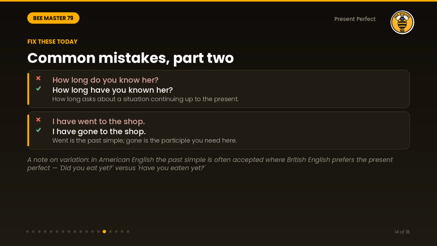One fair note on variation. In American English, the past simple is often perfectly acceptable where British English would prefer the present perfect. Did you eat yet and have you eaten yet are both heard. If you are preparing for an exam, stay consistent within one piece of writing.